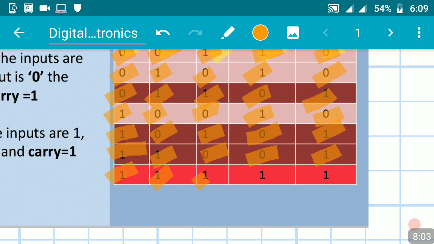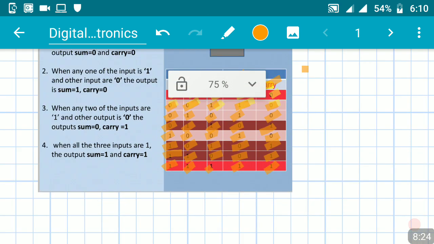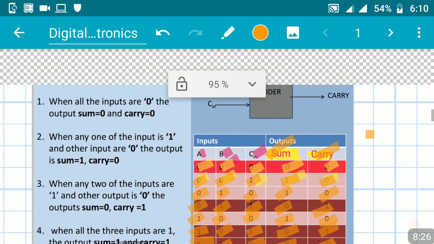When all the three inputs are 1, the sum is equal to 1 and the carry will also be equal to 1, because 1 plus 1 plus 1 is 3. 3 cannot be represented in the binary number system, so sum is 1 and carry is also 1. That is how 3 is represented in the binary number system, and this is the function of the full adder.